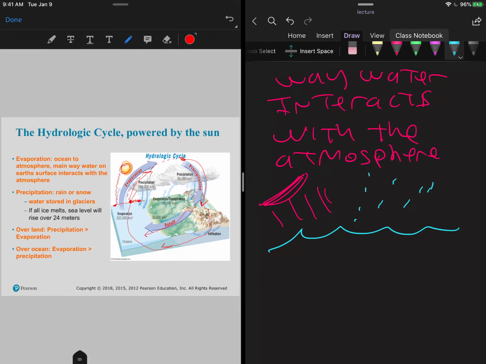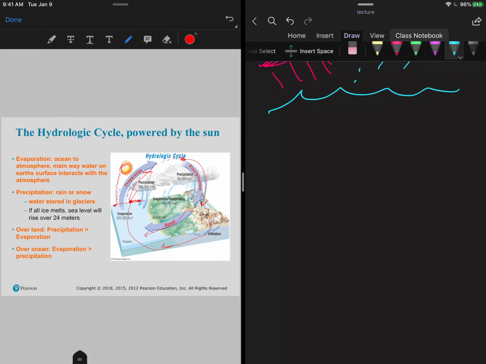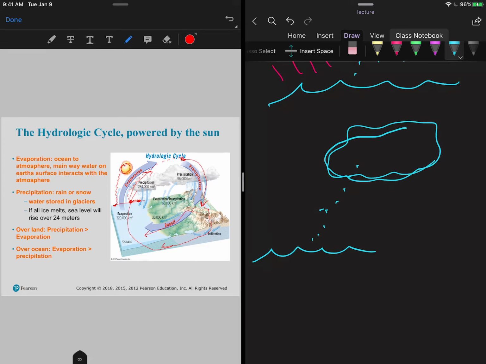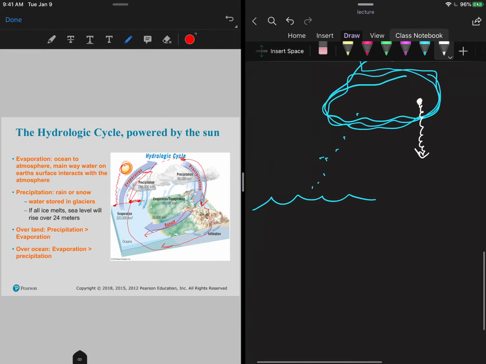Let's look at the other case now. Once the water molecules leave the ocean, they're going to go up into the air and become clouds. Let's try to draw that. This is the ocean, and the water leaves the ocean and forms clouds. But because the higher you go, the colder it gets, the clouds aren't going to stay formed forever. The water in the clouds is going to fall back down as rain, and that is precipitation.